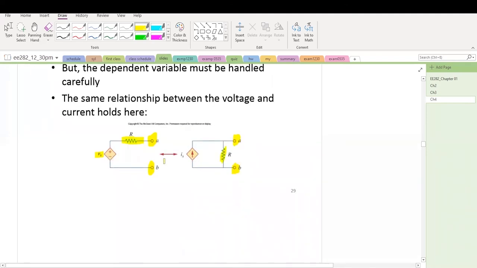The idea of source transformation can be applied to controlled sources as well. There's a voltage source Vs, but it's controlled. Pay attention to the sign here. This is positive, this is negative, in series with a resistor. This can be transformed to a controlled current source in parallel with the same resistor, same value R. The direction of the current flows up. The sign of the voltage has to be marked this way, positive and negative.